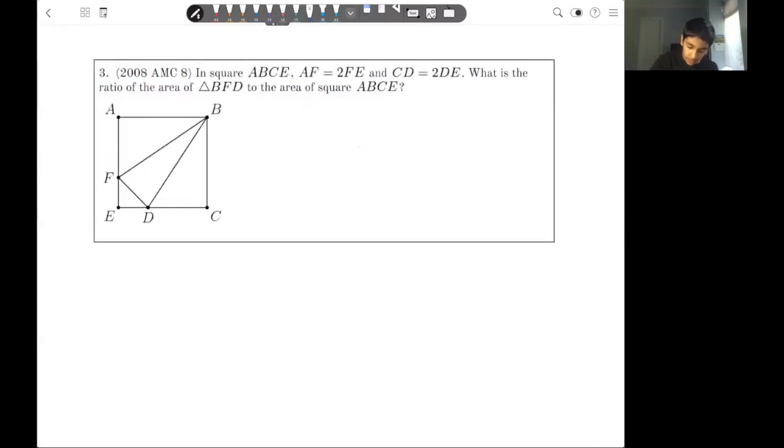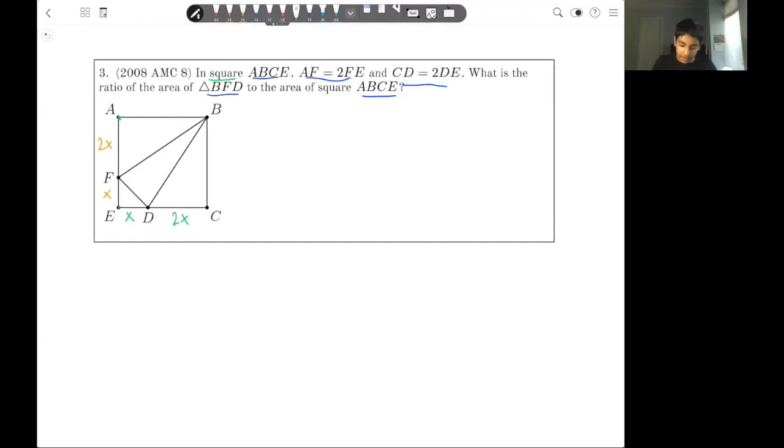So we have, in the square, AF is 2FE, and then CD is 2DE. And we have to find the ratio of BFD to ABCD. So note here, we don't actually have to find the areas, just the ratios. So we know that AF is going to be 2 times FE. So let's just say that AF is 2x, and then FE is just going to be x. CD is 2DE. And right, it's a square, remember? It's a square. And that means that AE is going to be equal to EC. So this is also going to be 2x and x, because ED has to be the same 2 to 1 ratio, and the side lengths themselves are equal.